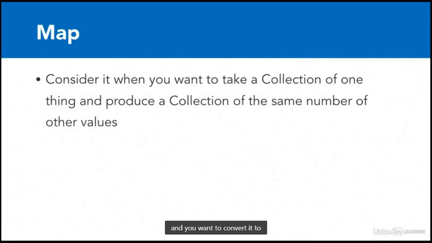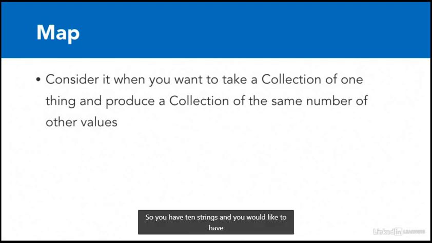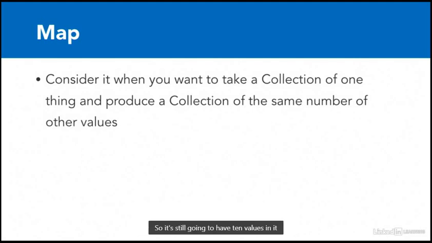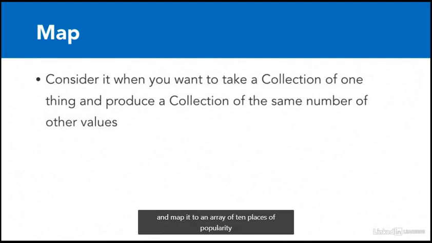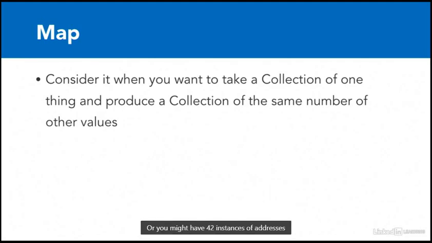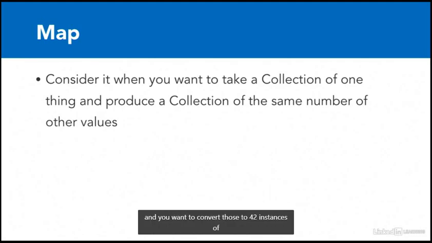So we want to consider map whenever you have a collection of something, so an array of something, and you want to convert it to a collection of something else, an array of something else, but of the same size. So you have 10 strings and you would like to have an array of ints of the lengths of all those 10 strings. So it's still going to have 10 values in it, but it could be anything else. You might take an array of 10 names and map it to an array of 10 places of popularity for that name. Or you might have 42 instances of addresses, and you want to convert those to 42 instances of locations with coordinates, latitude and longitude.